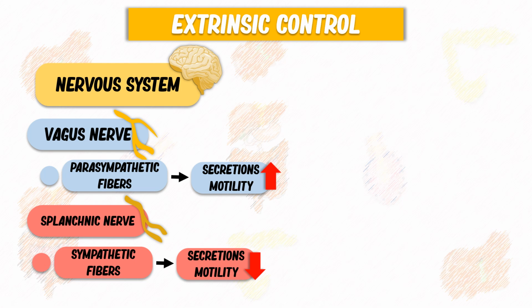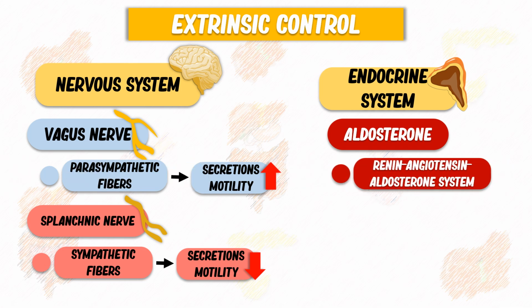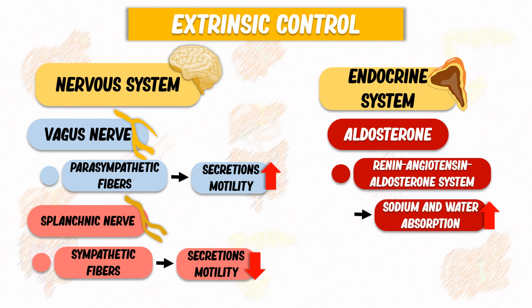The second extrinsic component is the endocrine system. The hormone secreted outside the gastrointestinal tract that acts directly on it is aldosterone. Aldosterone is secreted by the adrenal cortex in response to stimulation by the renin-angiotensin-aldosterone system. Its function in the digestive system is to increase sodium and water reabsorption in the large intestine and salivary glands.